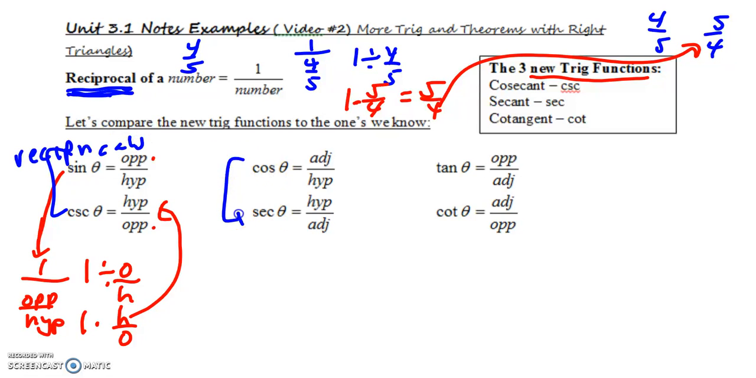Cosine and secant, these two are reciprocals because adjacent over hypotenuse becomes hypotenuse over adjacent, and tangent and cotangent are reciprocals for the same reason. So I would say sooner rather than later, it would be a good idea to memorize that cosecant goes with sine, secant goes with cosine, and cotangent goes with tangent.